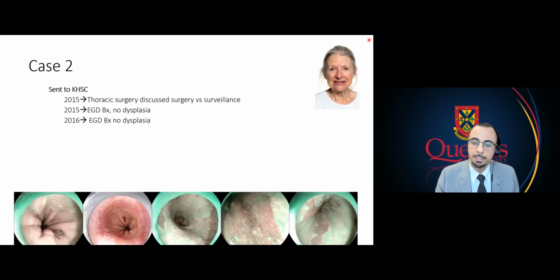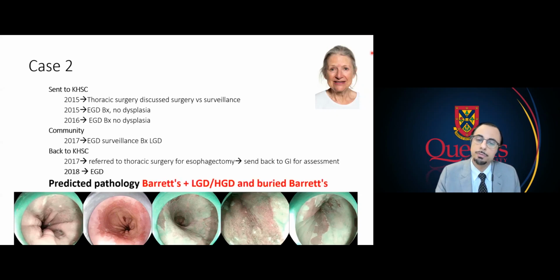At that time, she lived closer to Kingston in terms of the surgeons, so they sent her back here, and the thoracic surgeon discussed surveillance versus esophagectomy. She opted for surveillance. And a couple of surveillance endoscopies went by. She didn't have any dysplasia. And then finally, again, dysplasia showed up on her endoscopy. So she was then referred back from the community to our center and to thoracic surgery for esophagectomy.